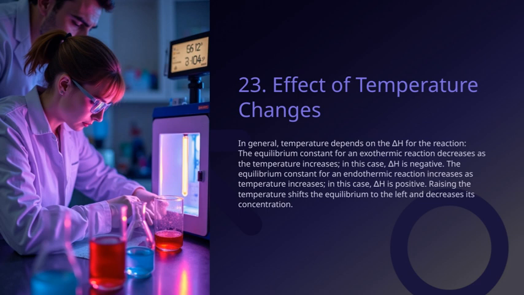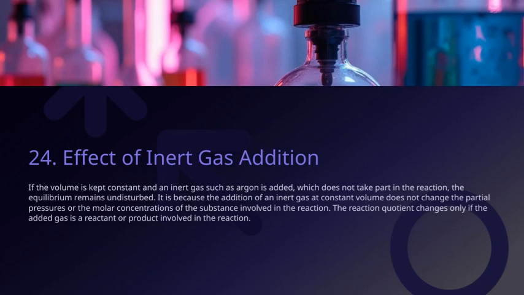When we add an inert gas like argon to a reaction system, but keep the volume constant, the overall equilibrium typically remains unchanged. That's because inert gases don't participate in the reaction, they're just there in the background. So, adding them doesn't alter the partial pressures or molar concentrations of the reactants and products involved. The key point here is that the equilibrium state depends on the partial pressures of the reacting substances. Since inert gases don't affect these, the equilibrium remains undisturbed.